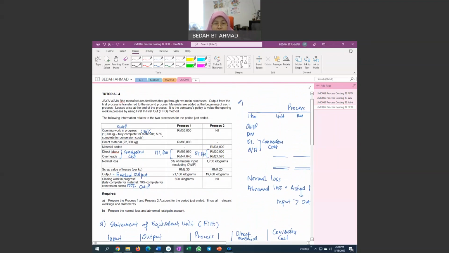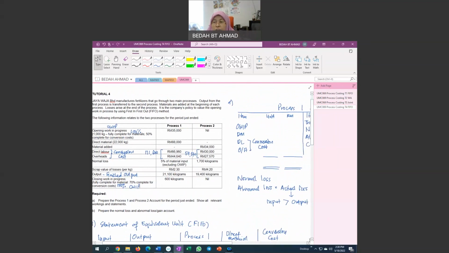The process 1 account starts with 1,000 kilograms, the opening work in progress. Then we continue with the record of the direct material, 22,000. The opening work in progress of 1,000 is equivalent to 35,000 ringgit. For the 22,000, the value is 88,000. For the conversion cost, there is no unit.